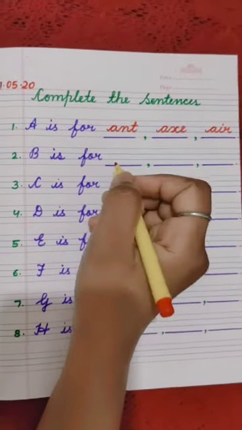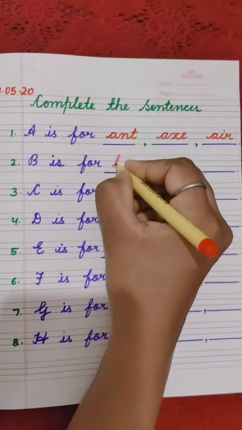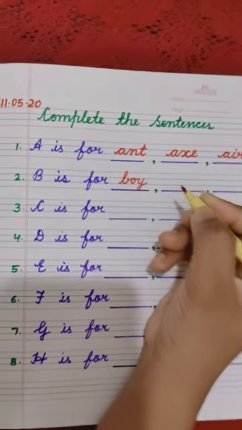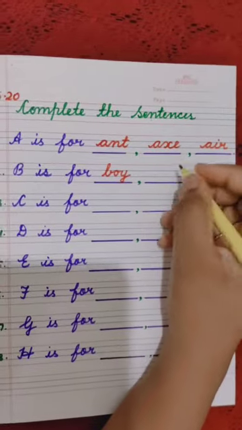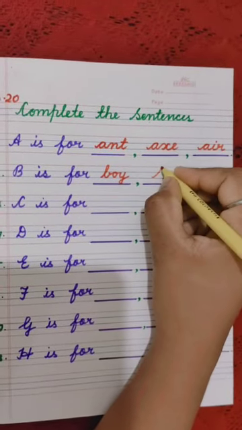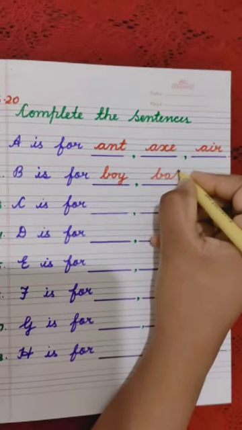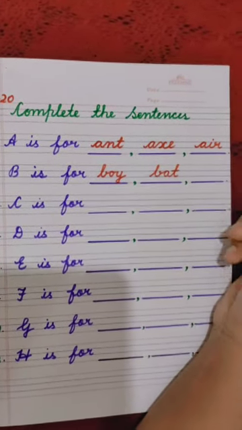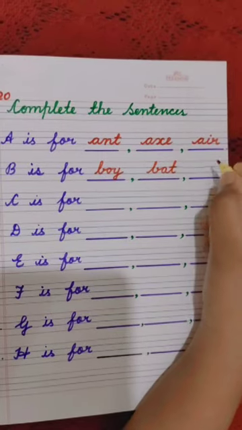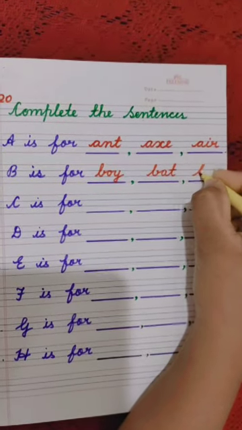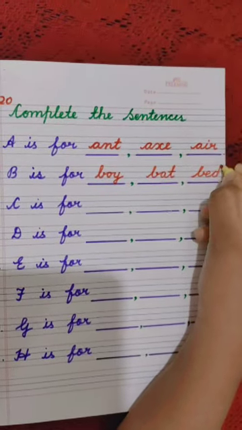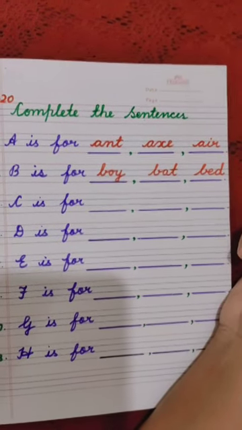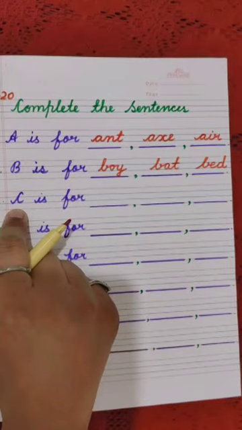Okay, next is B. B is for boy. B O Y, boy. Then B is for bat. B A T, bat. And what else? Bed. Where we sleep? Bed. B E D, bed.